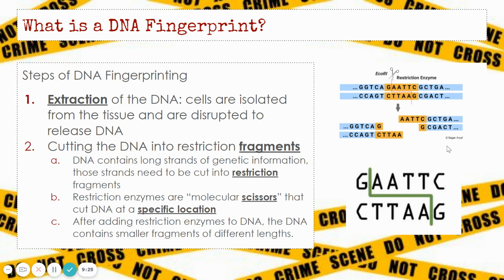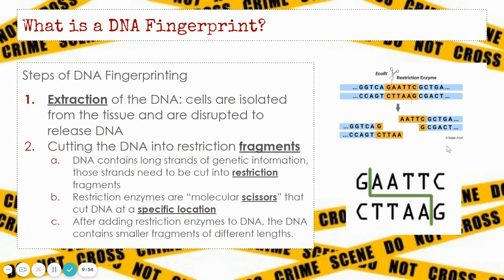Then we're going to cut the DNA into what we call restriction fragments. Because DNA contains long strands of genetic information, they need to be cut into smaller pieces. We're going to cut them using restriction enzymes. Those restriction enzymes are sometimes called molecular scissors. They cut DNA at a very specific location. So after we add that restriction enzyme, the DNA contains smaller fragments of all these different lengths.